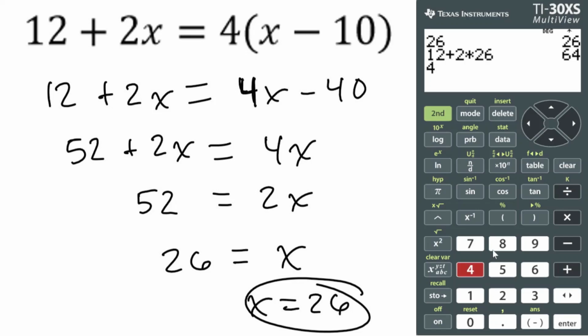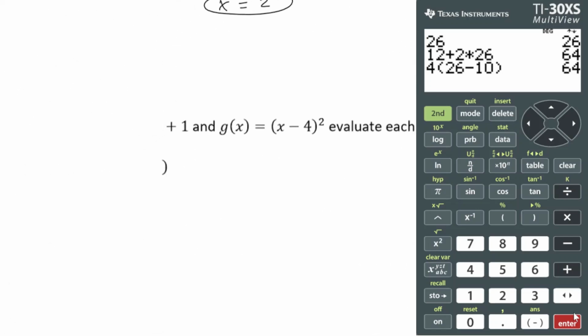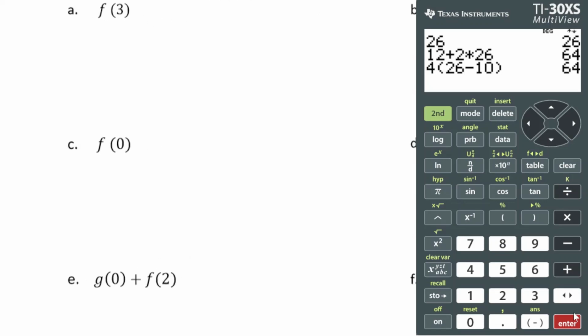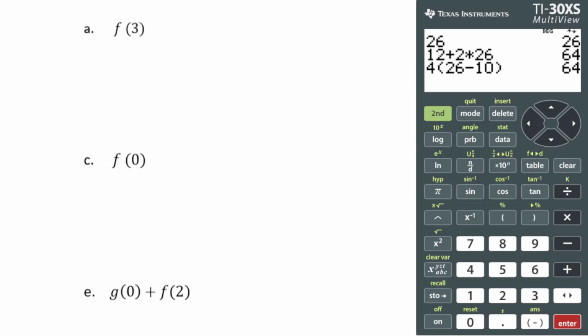On the other side, I've got 4 times, open parentheses, go get the 26, there it is, grabbed it, minus the number 10, close parentheses, and boom, when I press enter, you can see it made it 64. So when I enter 26 into both sides of this equation, it turns both sides into 64. So yes, 26 is a solution because it makes both the left and the right equal the number 64.